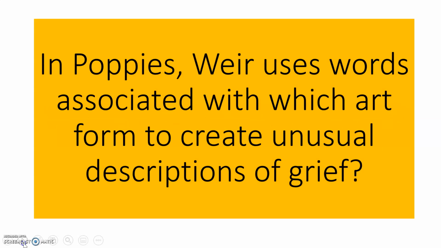Okay, next up, in the poem Poppies, Weir uses words associated with a particular art form or one of her hobbies to create an unusual description of grief. So she pairs up that language of the mother and of war with something else to create these interesting descriptions. What was it?